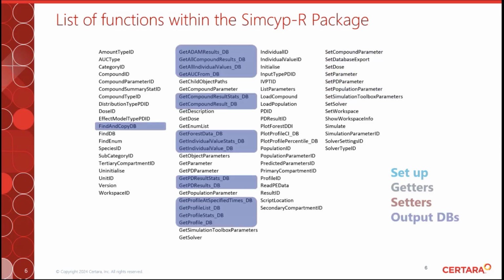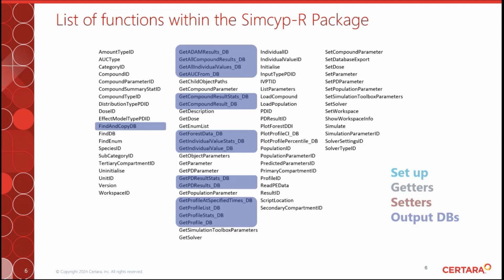The next group of functions are the output DB functions. What you will notice about these functions is that they all have DB at the end of the function names. So once you've run a simulation, that's when you're able to use these functions, because what these functions do is that they go into that database file that is being created by the simulate function, and they extract the simulation results for you. So assuming you were interested in knowing what the simulated age is for the population, you can use the get all individual value DB function to extract the simulated age.